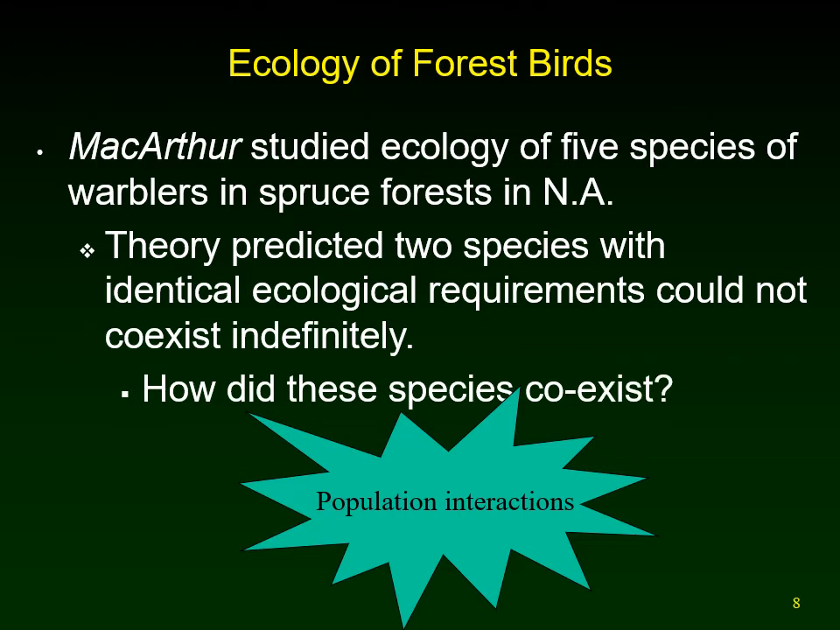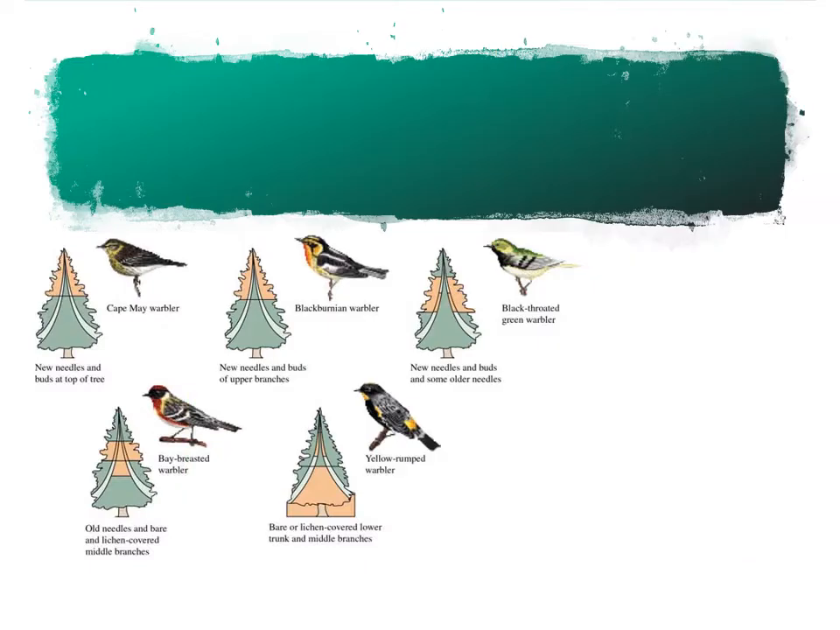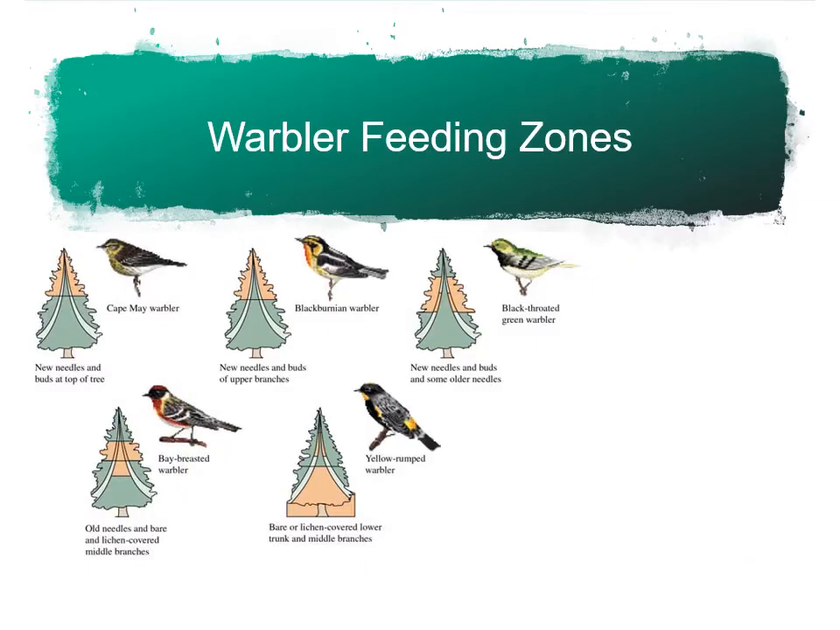So how do these species coexist? Well, Robert MacArthur went out every morning early in the dawn so he could hear the warblers, listening for their songs and trying to identify them and find them in the trees. And he actually was able to map out what they were eating and where they were eating it in the trees. And he found that the warblers had different feeding zones.